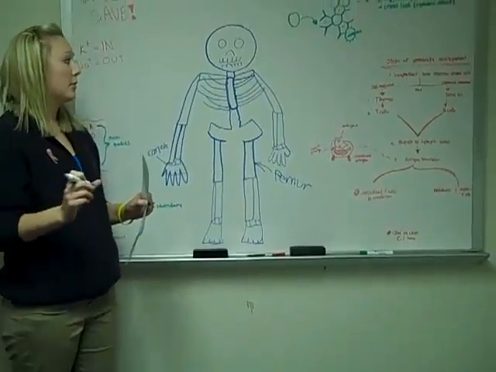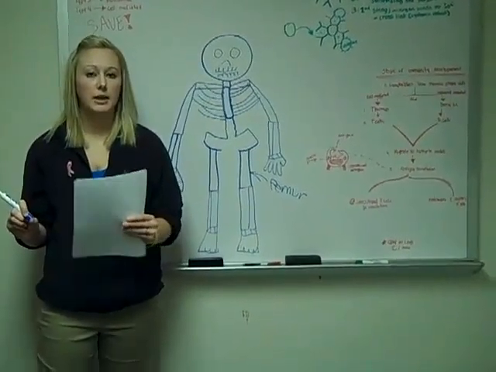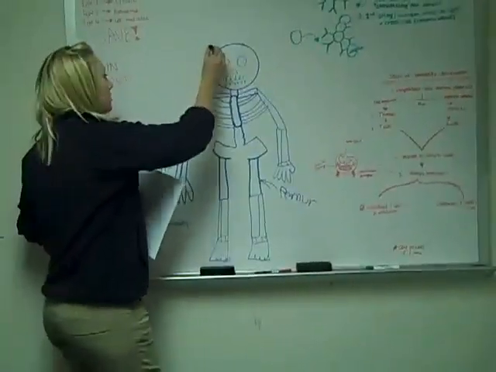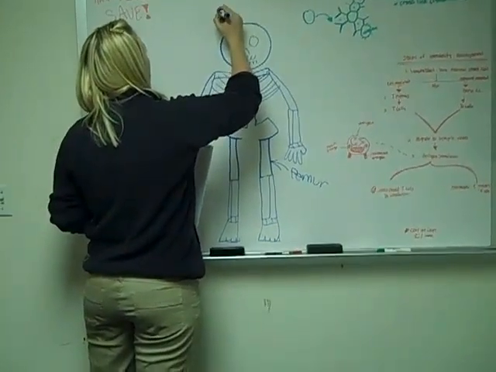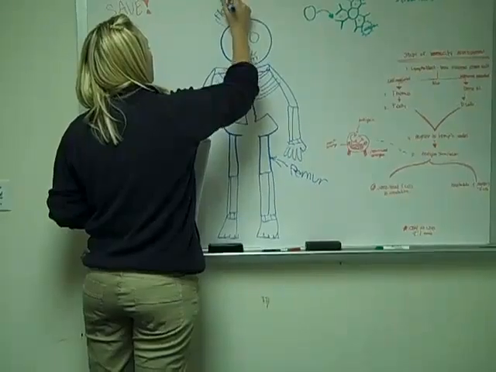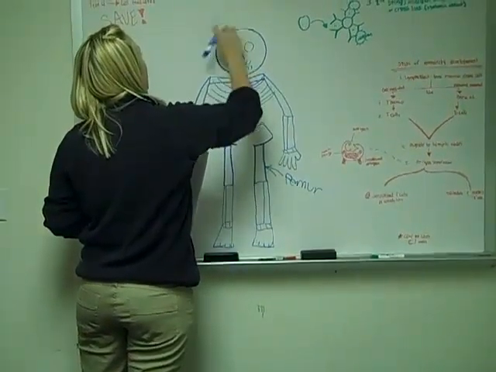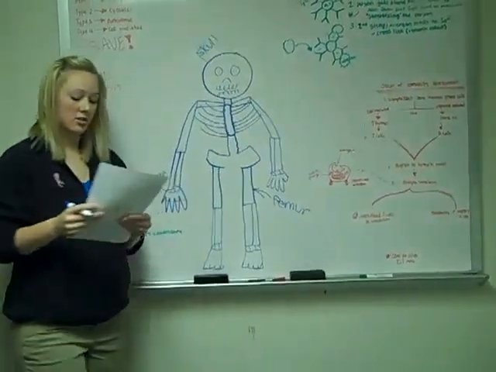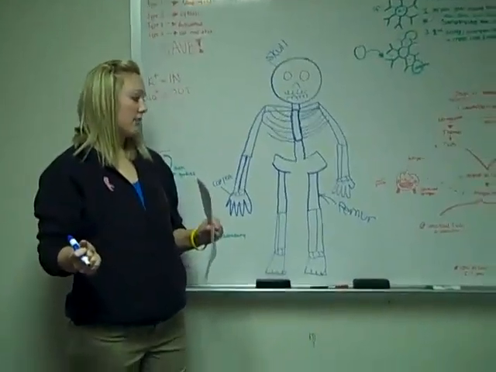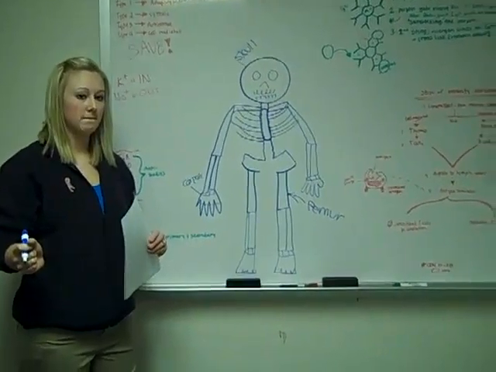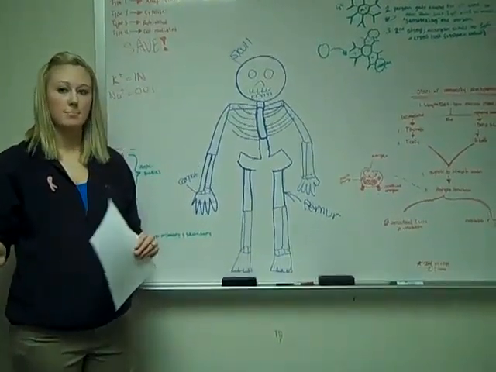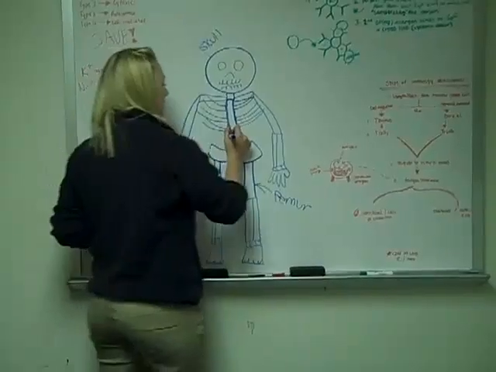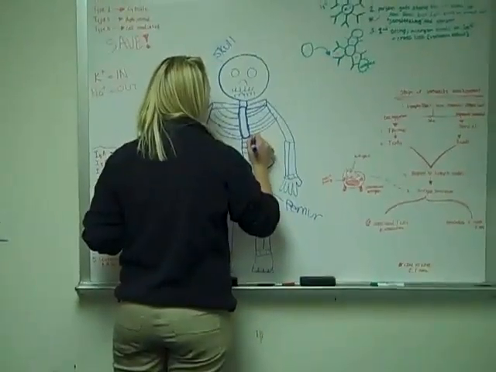And we also have flat bones. Does anyone know where we would have flat bones in our body? Skull. Yes, your skull. Your skull is composed of quite a few flat bones. There's irregular shaped bones. Anyone have any guesses? Your mandible. Your vertebrae are the only irregular shaped bones in your body.